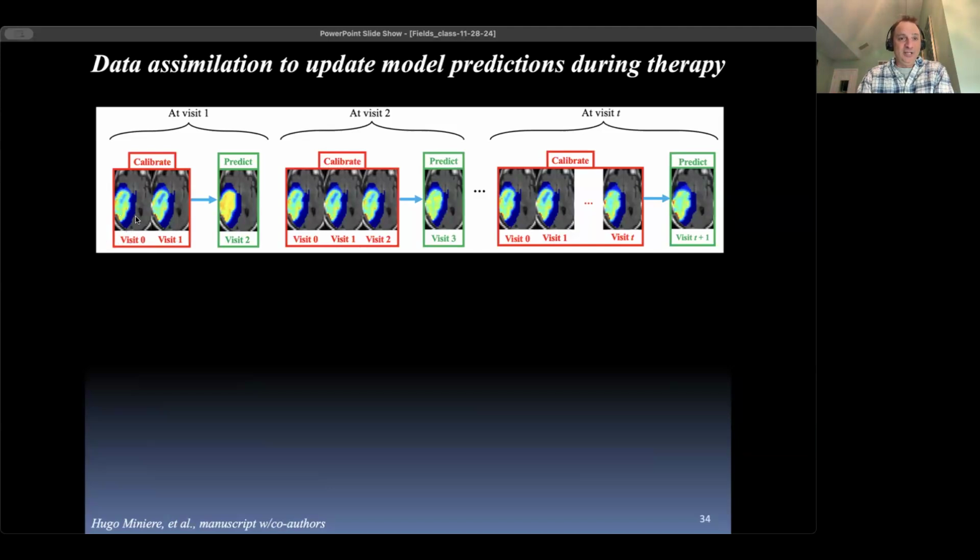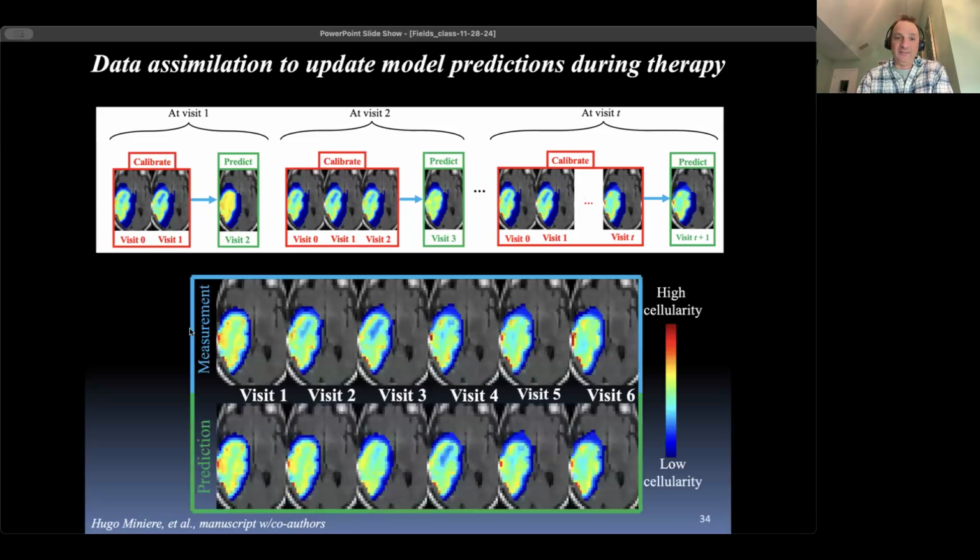Visit 0 and visit 1, you can calibrate to make your first prediction, and then when they come in for their next visit, you now can recalibrate the model to make a new prediction, and they come in for the third visit, and then you can calibrate over the whole range to keep making a prediction. And here is the measurement over time, and here's the prediction over time. And if you look at this, you can see that our predictions are doing pretty good with tracking where the areas of high cellularity, the reds, and the areas of low cellularity, the blue. But if you look a little bit closer, you can see that, of course, our model is not perfect, and we're kind of playing catch up.